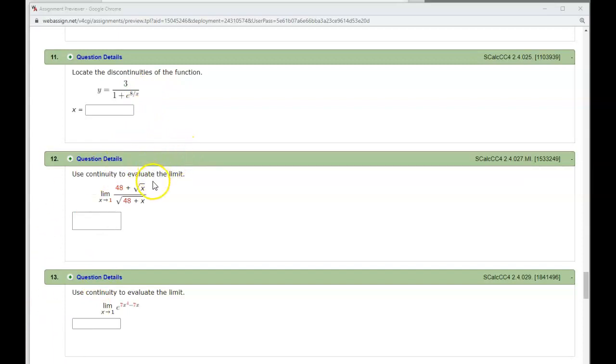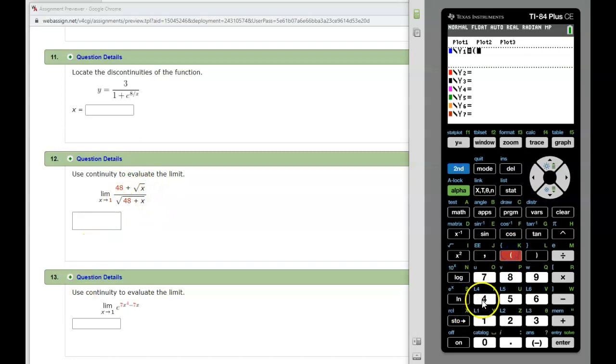Using continuity to evaluate the limit here, I could put this into my calculator to figure out what this is going to be. So parentheses 48 plus the square root of x, close parentheses, and I need to go out of the square root, close parentheses, divided by parentheses, and this is a whole square root, second square root of x. 48 plus x, rather. 48 plus x.